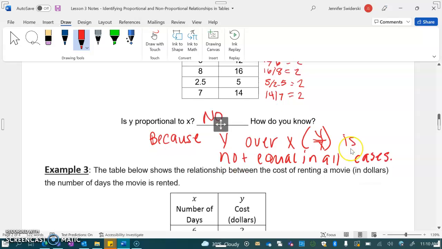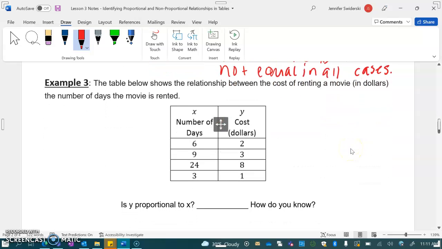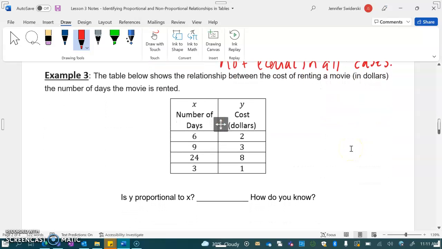Number 3 says the table shows the relationship between cost of renting a movie, in dollars, and the number of days you rented the movie. So our Y is the cost and X is the number of days.